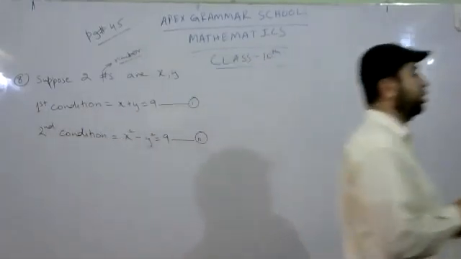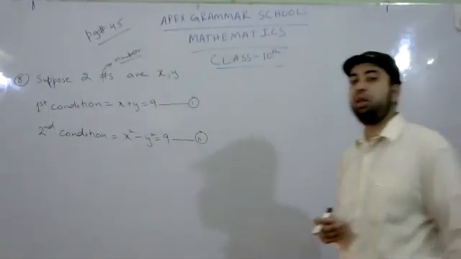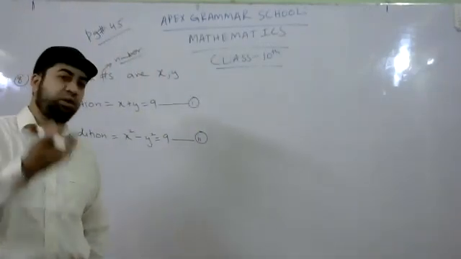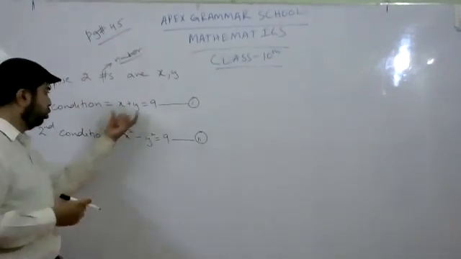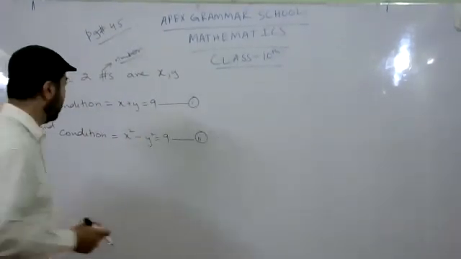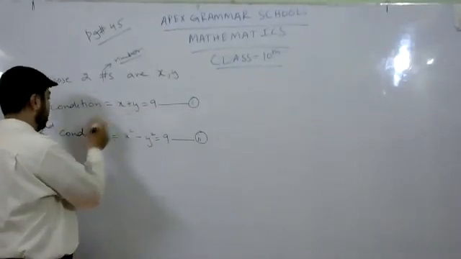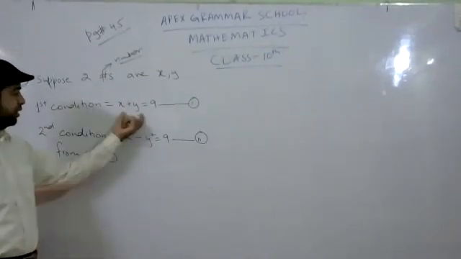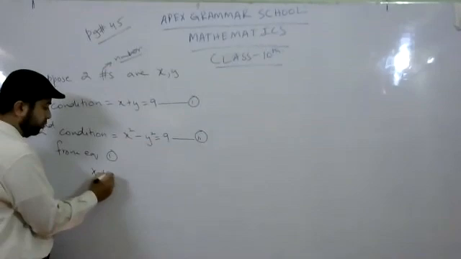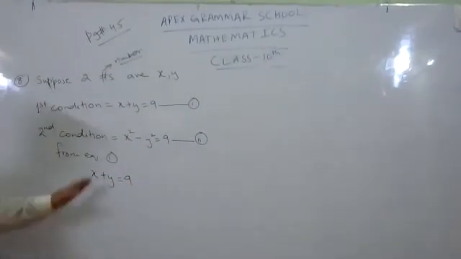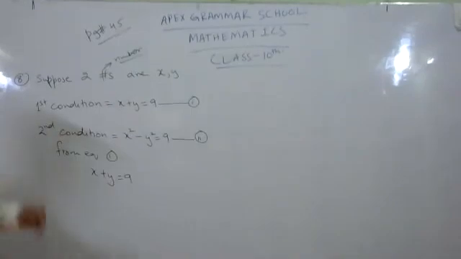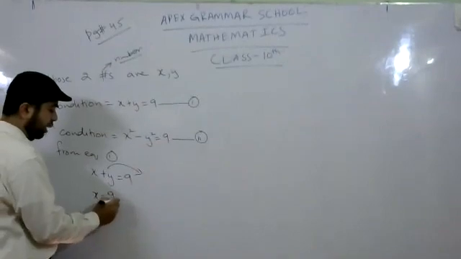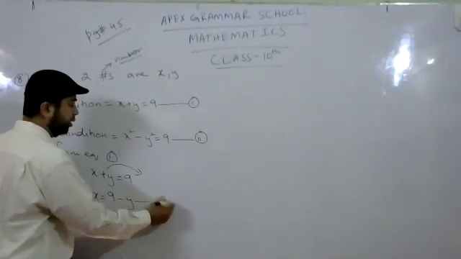Now for this condition, you need to find out the values of x and y. For this specific condition, we can solve it through this value, x plus y is equal to 9, from equation number 1. What is equation number 1? This is x plus y is equal to 9. From this, we can find either the value of x or the value of y. Y will be negative there. So x is equal to 9 minus y, and this is equation number 3.